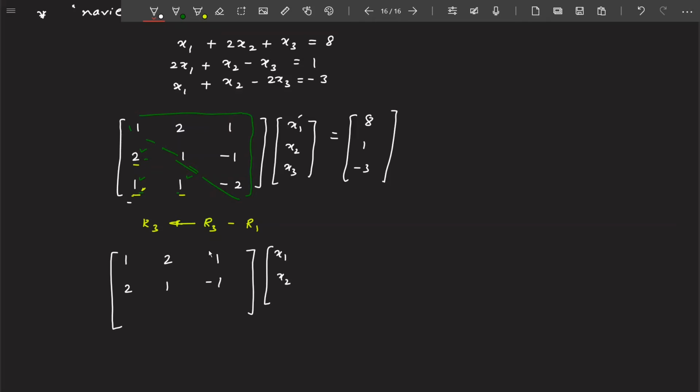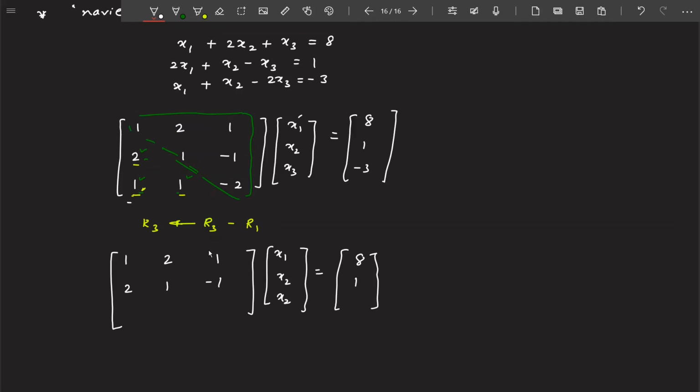So we'll first write down the two rows, because nothing is going to change in this row and it's not going to change in this row. The only change that is going to happen is in this row. So let us do this now. Sorry, I wrote this. So R3 minus R1.